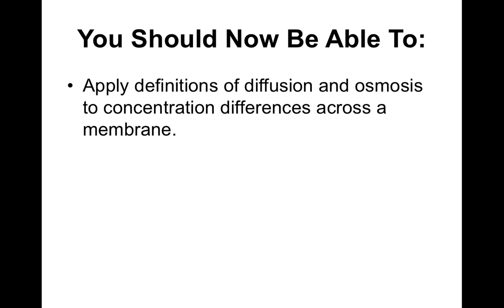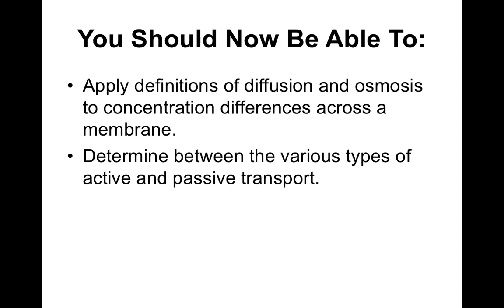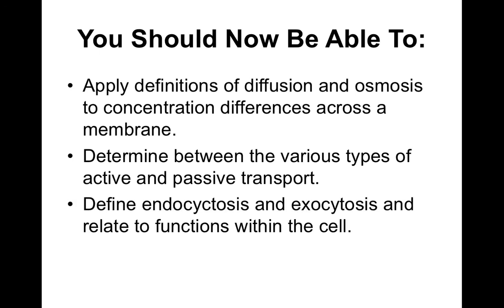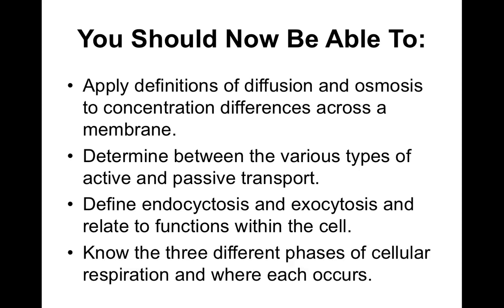Determine between the various types of active and passive transport. Define endocytosis and exocytosis and relate to functions within the cell. And know the 3 different phases of cellular respiration and where each occurs. Glycolysis is the only one that occurs in the cytoplasm. Everything else is in the mitochondria.